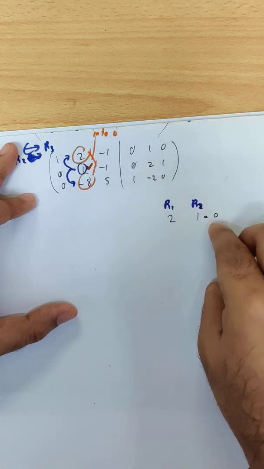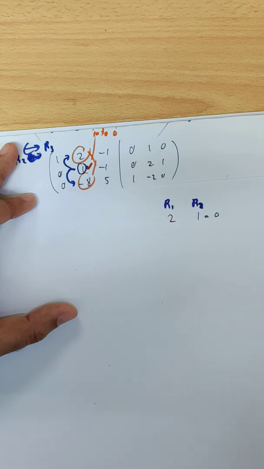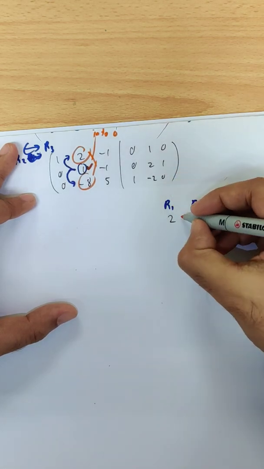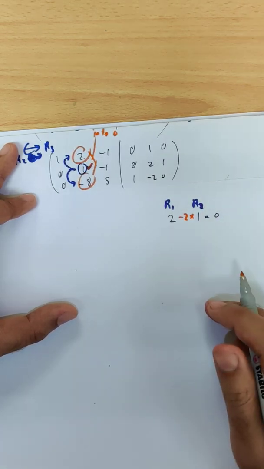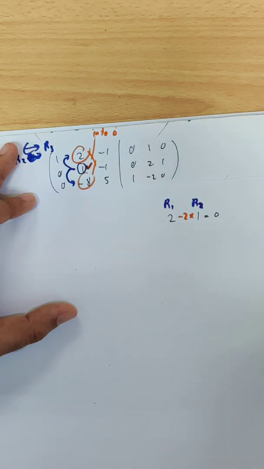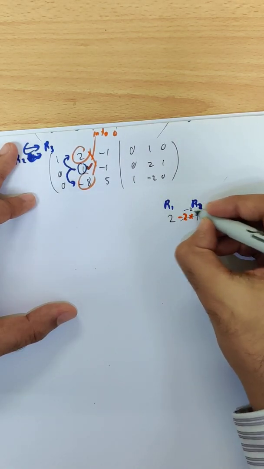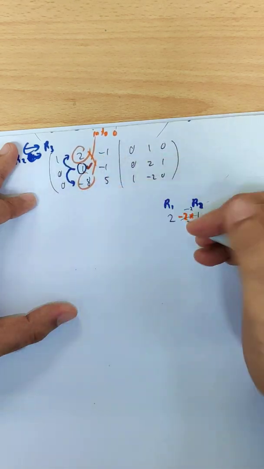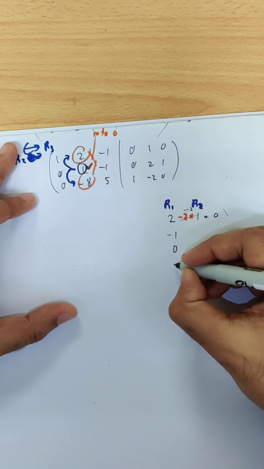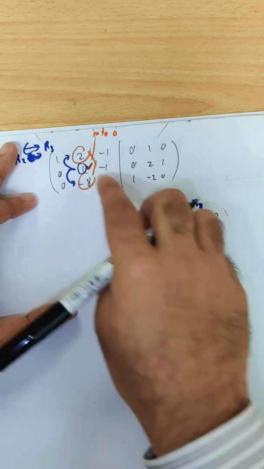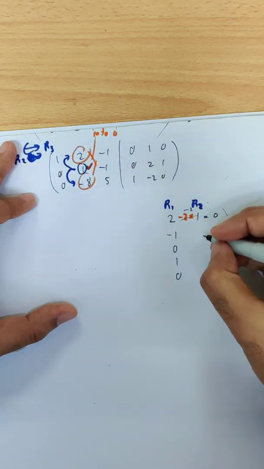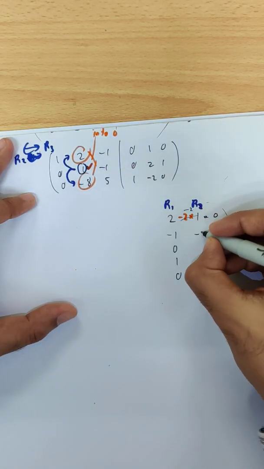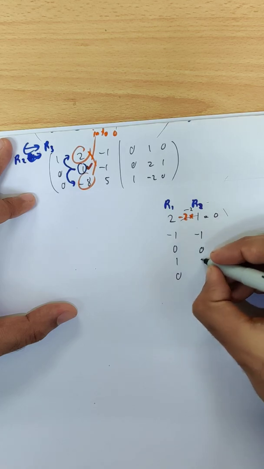Okay, so how do 2 and 1 interact for me to get 0? I basically minus 2 times. So 2 minus 2 is 0. Done. So what's the rest of the numbers? Negative 1, 0, 1, 0. What's the rest of the numbers from row 2? Negative 1, 0, 2, 1.